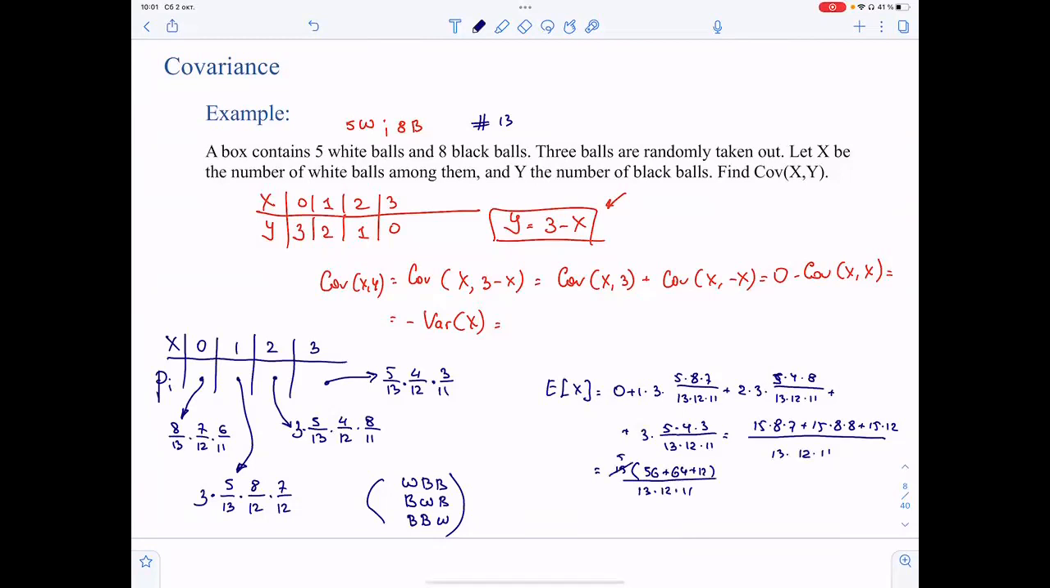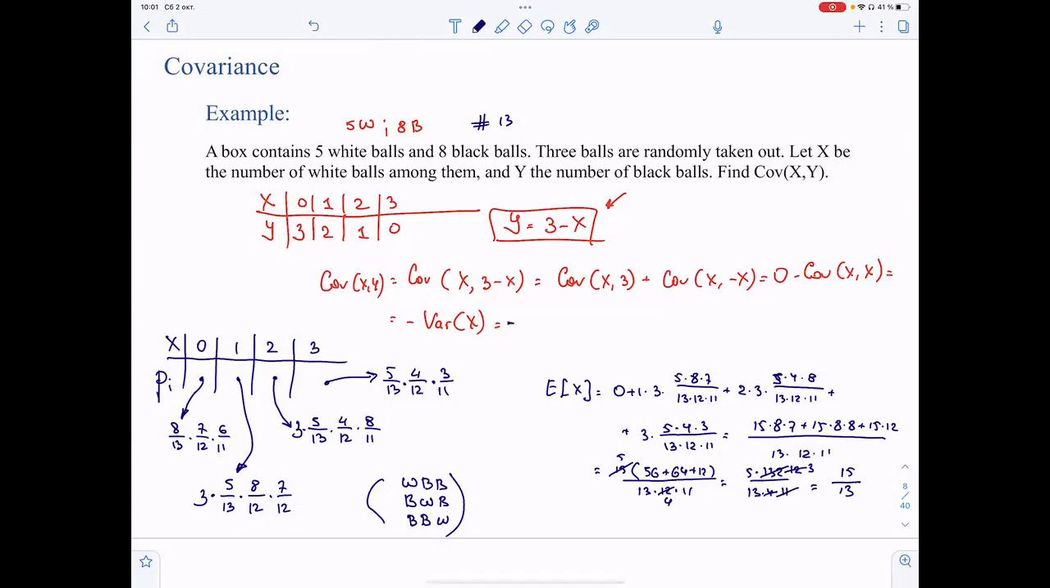I'm going to divide by 3. And inside we have 110, 120. It's 5 times 1, 32. 13 times 4 times 11. Then I will divide by 11 and by 4 again. And I have 15 over 13. So this is the expectation of x.